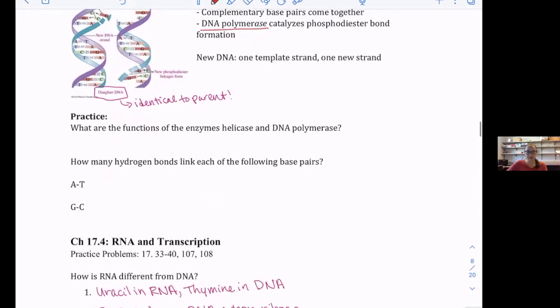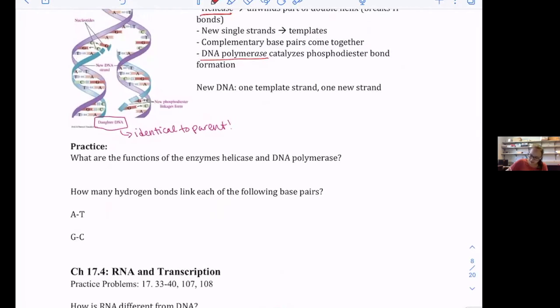So let's look at our practice problems. What are the functions of the enzyme helicase and DNA polymerase? So helicase is going to split DNA apart. And then DNA polymerase is going to form the new chains, so form the phosphodiester bonds for the new DNA strands.